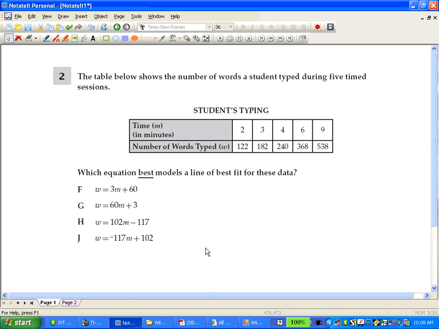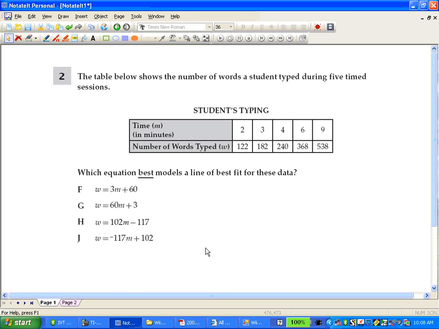Okay, this is going to be a small demonstration on how to use the calculator to find equations given a table. So these are going to be two past questions from the 2009 May HSA. And they're going to be asking us to find an equation. It's simply that. So if we read the question, it shows the number of words a student typed during 5-time sessions. And it says which equation best models a line of best fit.